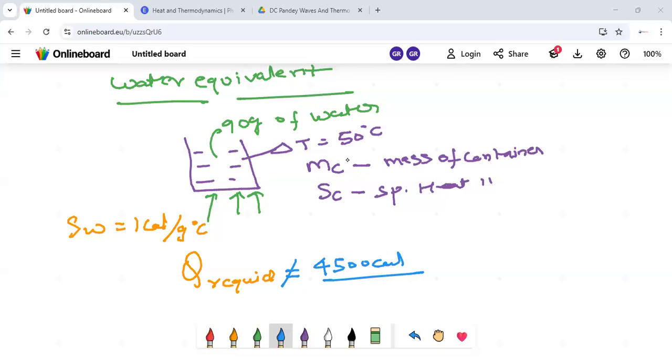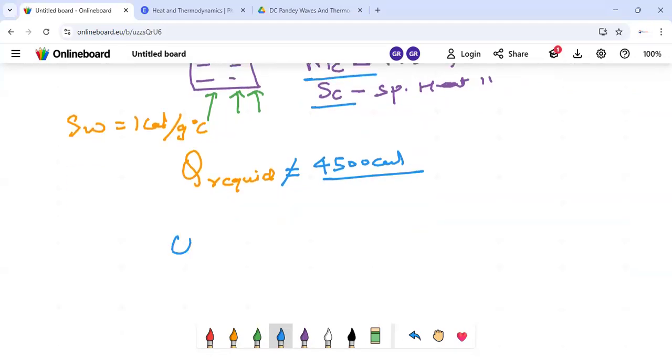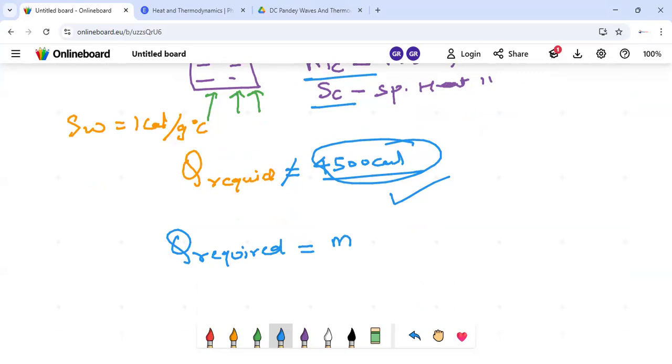is a perfectly fine answer. But here, since I have mentioned the mass of container and specific heat of container, one thing you should realize is that whatever the answer is, it should be more than 4500 calorie. Why? Because 4500 calorie only the water will take, and you have a container also which is absorbing heat. So the answer you should come up with is mass of container into specific heat of container into delta T plus 4500 calorie. Is that part clear to all of you?